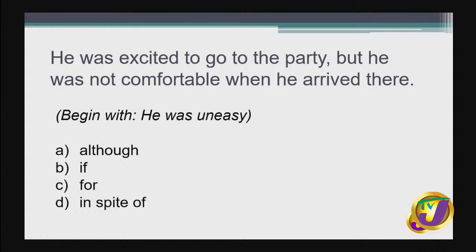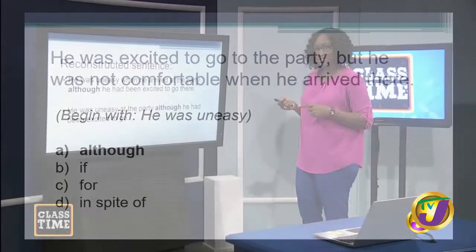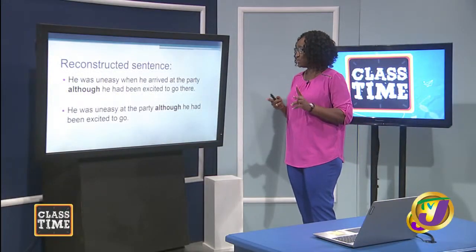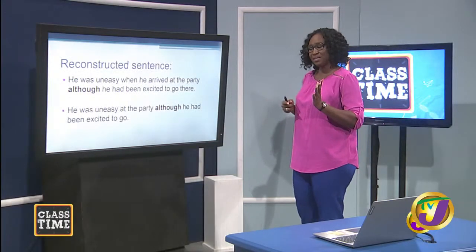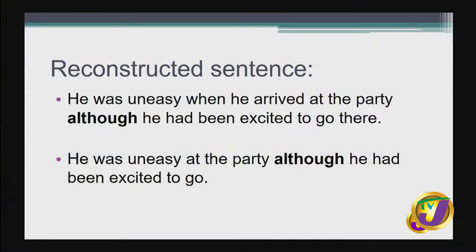So here is what your reconstructed sentence could look like. You have two ways you could have done it. So you could have said he was uneasy when he arrived at the party, although he had been excited to go there. Or you could say he was uneasy at the party, although he had been excited to go.